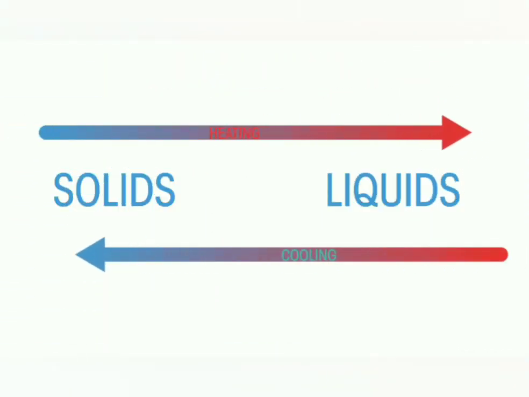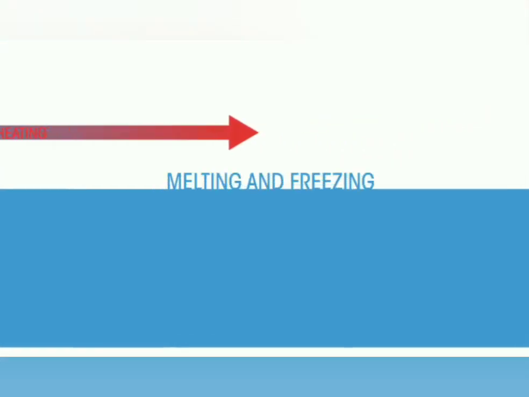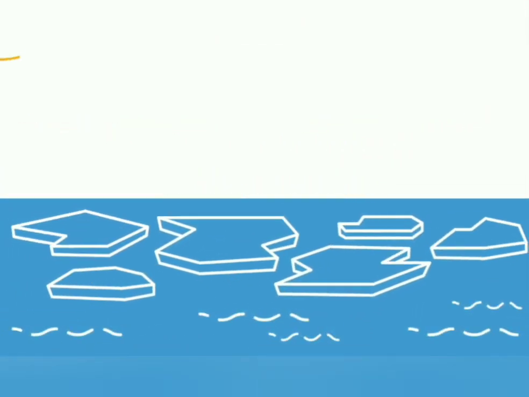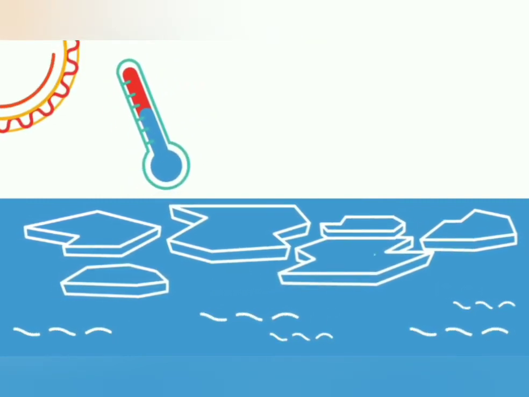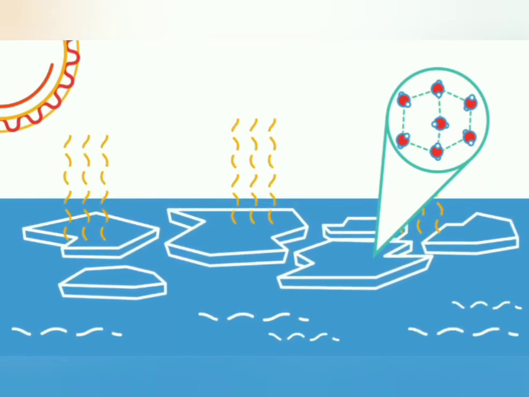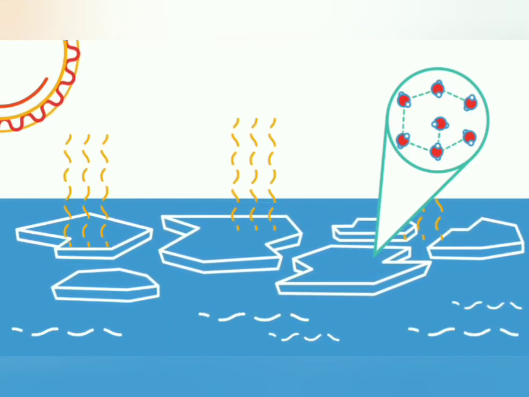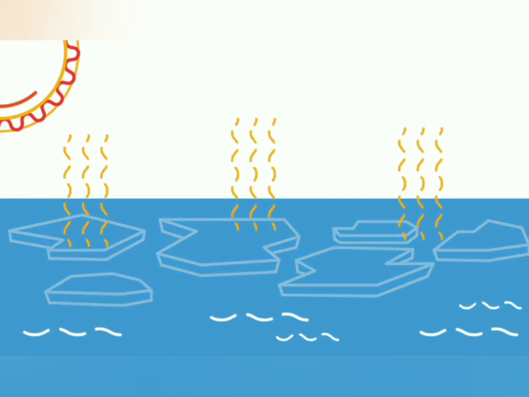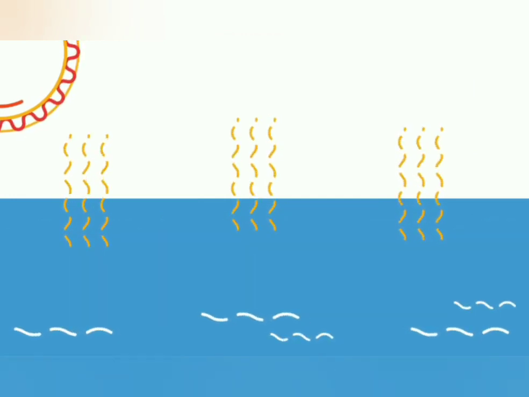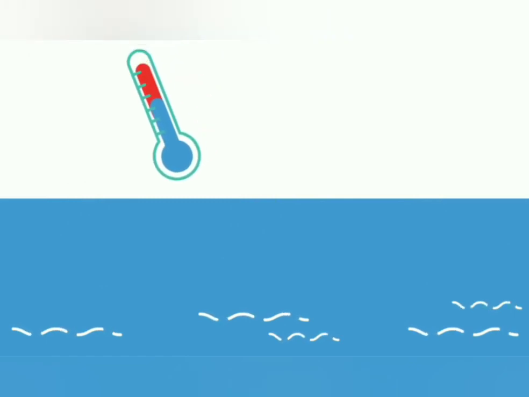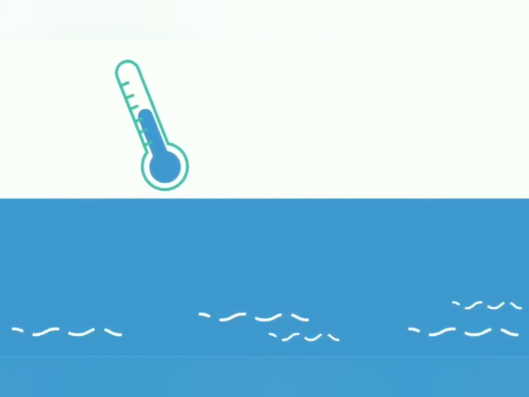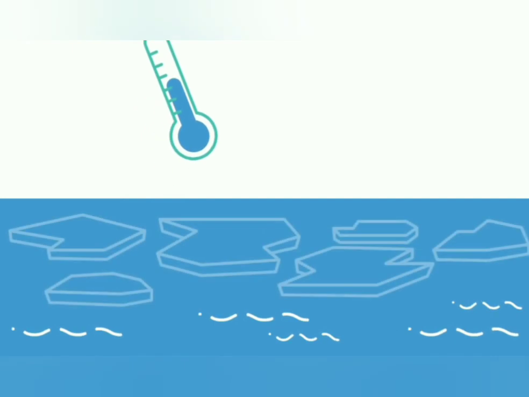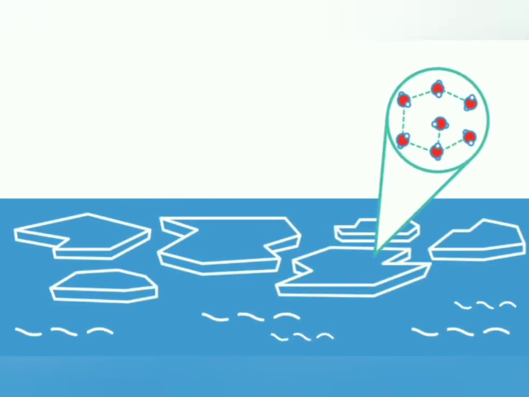Now let's think about the transitions between solids and liquids, so melting and freezing. Think of the Arctic sea ice. In the summer, when air temperatures are warmer, more heat energy is absorbed by the ice. This causes bonds to break between the ice's water molecules and the ice starts to melt. The solid ice becomes liquid water. But in the winter, the air temperatures are colder, and so seawater freezes, and the ice starts to form again. There is less heat energy within the ice, and so more bonds can form, holding it together as solid ice.